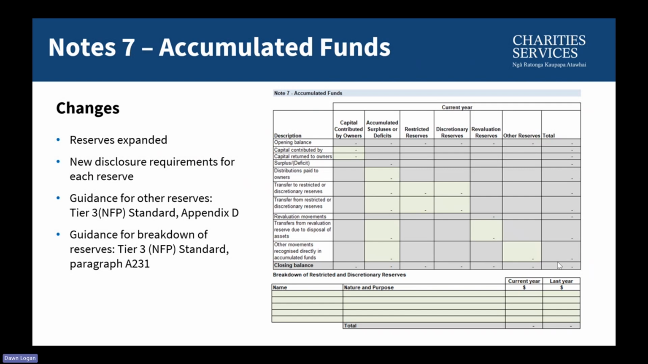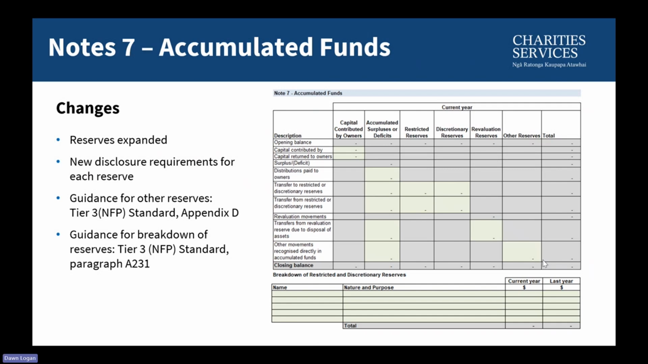The second type of reserve is discretionary. This is where charities can move amounts from accumulated surpluses or deficits based on an internal decision of the charity in order to set aside funds for a particular purpose, such as a future purchase of an asset. As this is an internal decision, funds can be shifted back to the accumulated surplus column if the charity decides the reserve is no longer required or needs the funds for a different purpose.